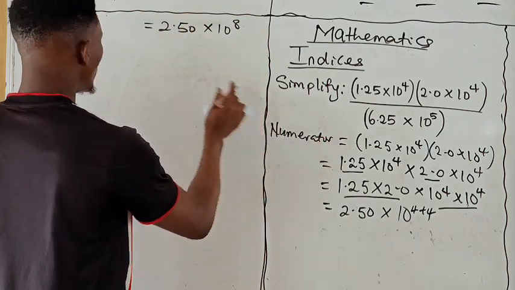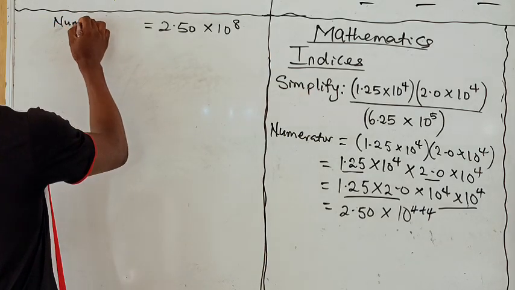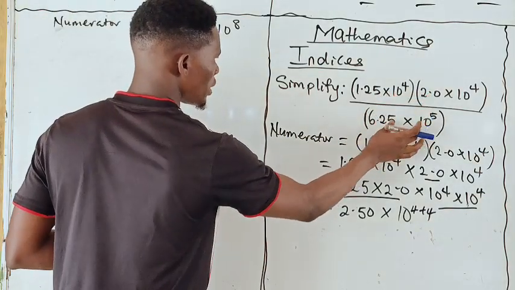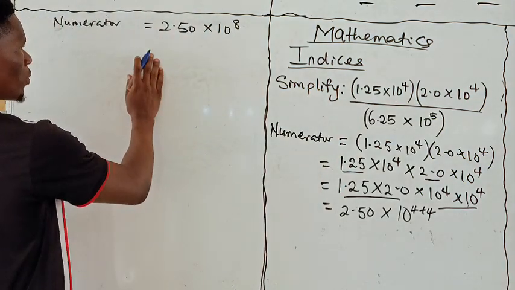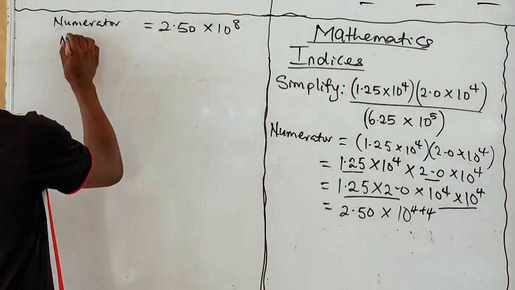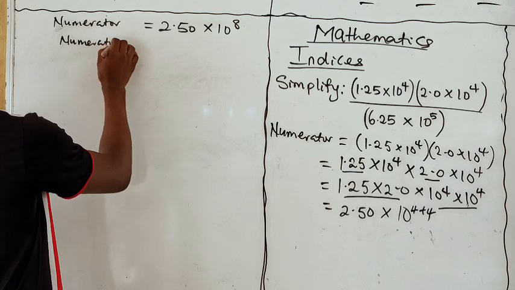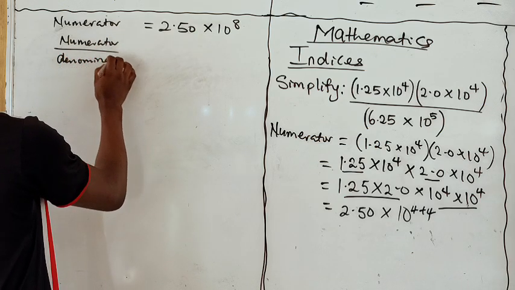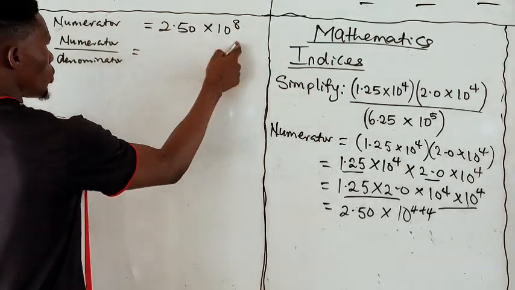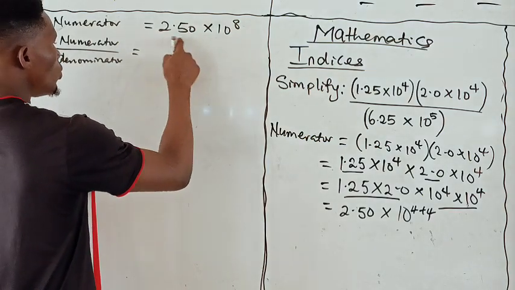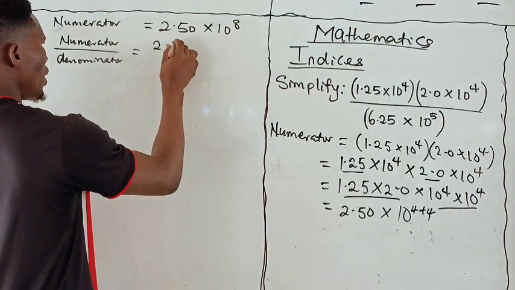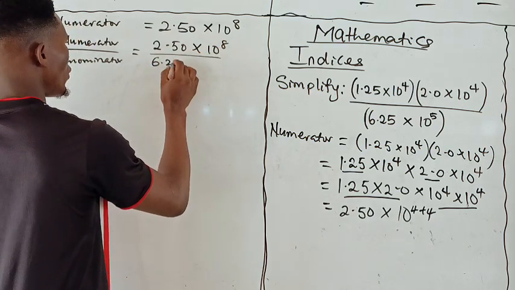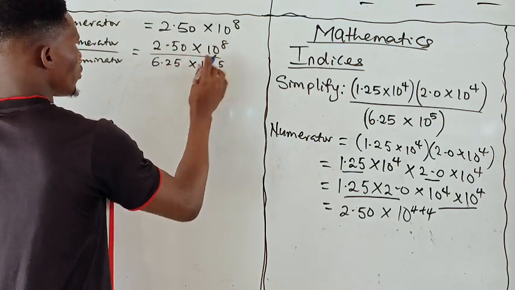Now don't forget this is just the numerator, right? This is the numerator. Let's now write the numerator over the denominator. So that means we now have numerator over denominator equals to what we have simplified the numerator to, that is 2.50 times 10 raised to the power 8 all over 6.25 times 10 raised to the power 5.